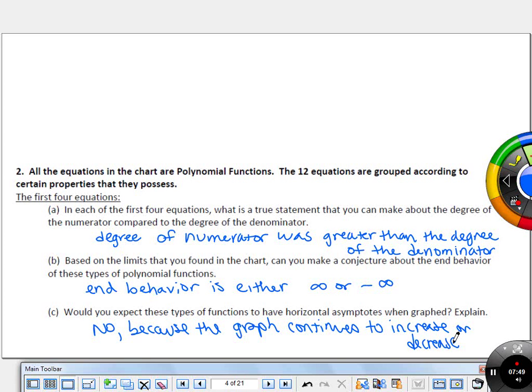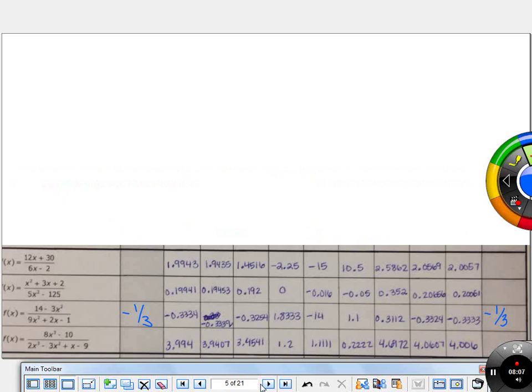When someone puts this crazy equation in front of us, if we see that the degree of the numerator is greater than the degree of the denominator, we're not going to expect to have a horizontal asymptote because we're going to expect end behaviors that shoot up or down forever. They will follow some pattern, and we'll get into that a little bit later. All right. Second group of equations.